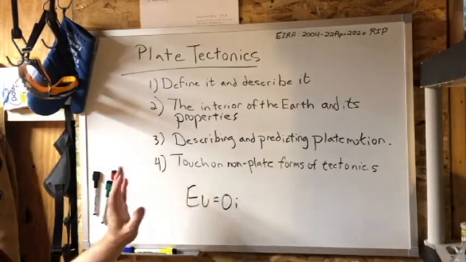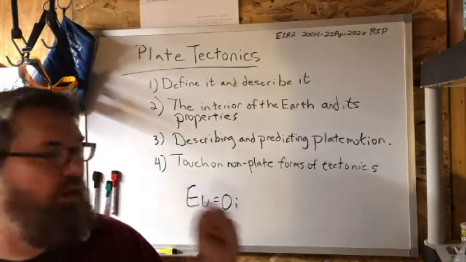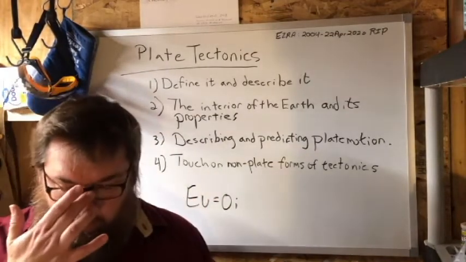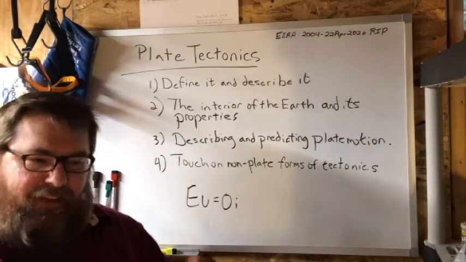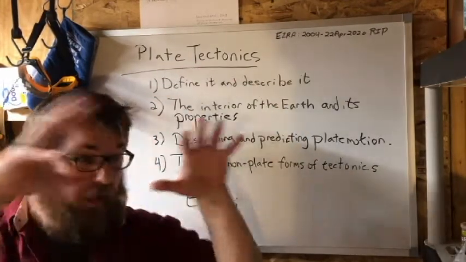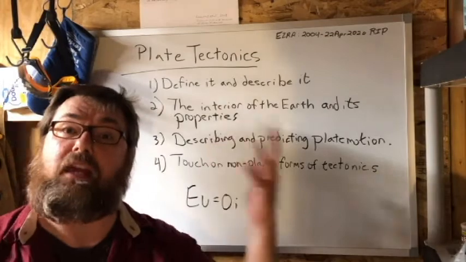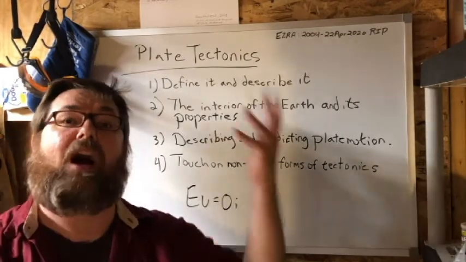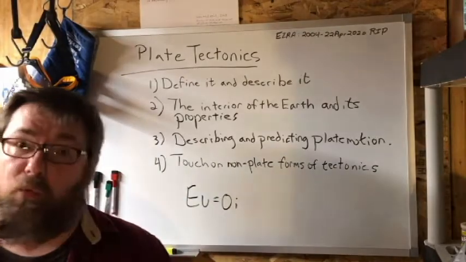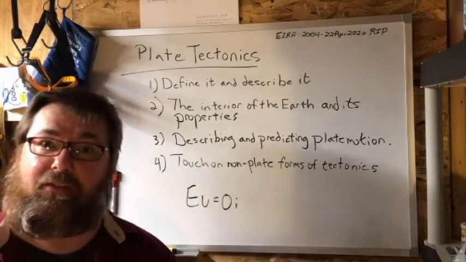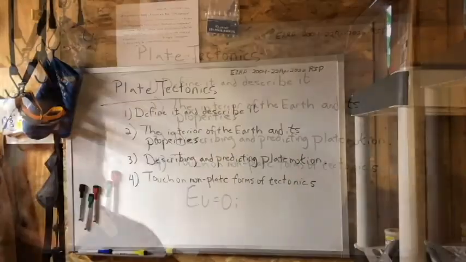And then we're going to touch on non-plate forms of tectonics. What does that mean? Well, basically, any form of tectonics is a side effect of a planetary body losing its internal heat. That drives tectonics. On Earth, it's plate tectonics. On every other rigid body in the solar system, non-gaseous world, it's not. All right?